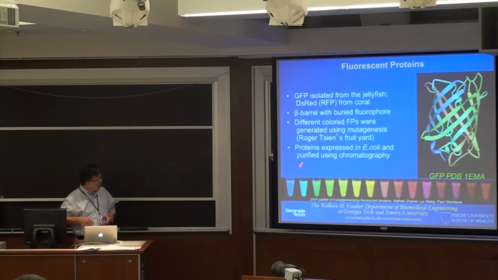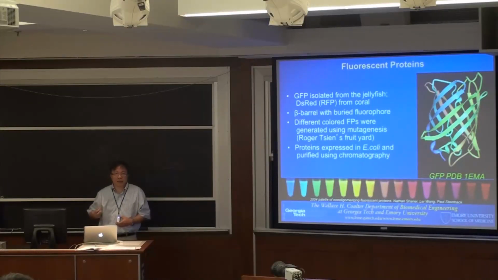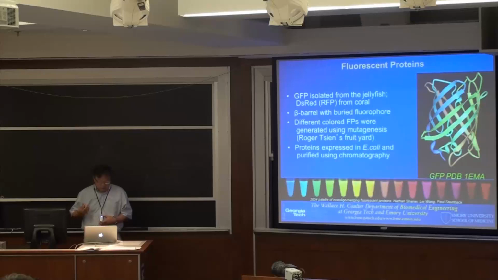Again, due to Roger's efforts, it is multicolor. You can see from blue all the way to red, to dark red. So you could realize all kinds of colors in between. And of course, that gives us a lot of ability to visualize different proteins, and also to do FRET, as you heard last Friday.